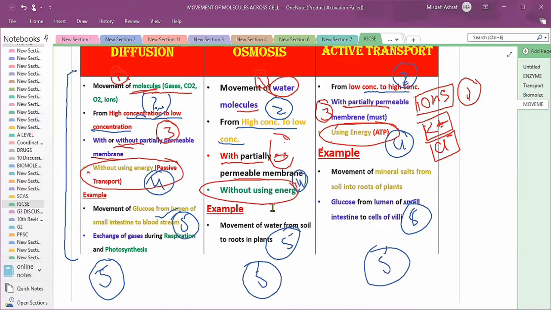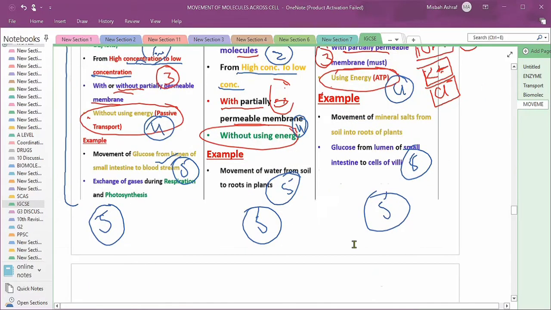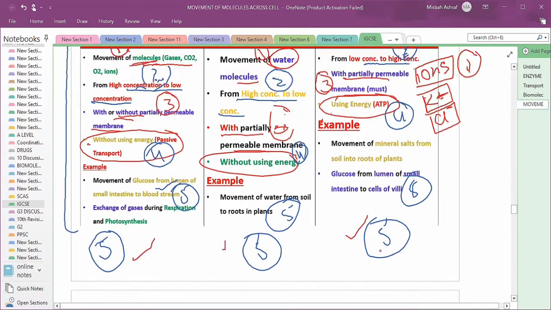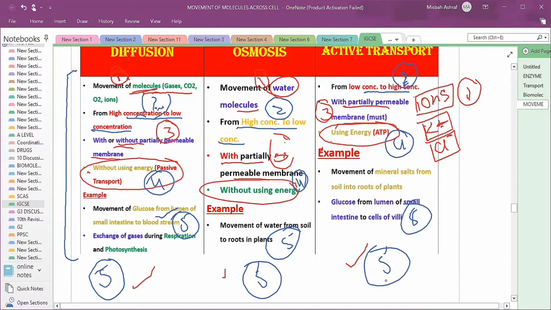So if I ask you to write down the processes through which the molecules move across the cell membrane, and you write about diffusion, osmosis, and active transport, with all these points which I have marked here, it means that you have attempted the question of how many marks? 5, 5, and 5. It means that you have attempted the question of 15 marks. Some points might not be in the mark scheme, so you can easily get 10 marks if you write only these points which I have mentioned here.